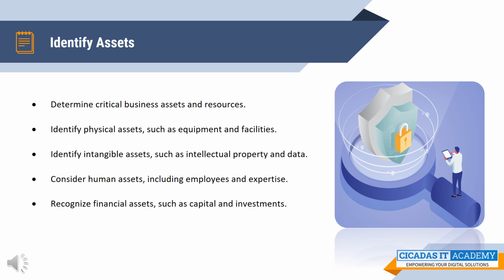To effectively manage risks, organizations need to determine their critical business assets and resources. These assets can include physical assets such as equipment and facilities, as well as intangible assets like intellectual property and data. Human assets, such as employees and expertise, are also important considerations. Additionally, financial assets, including capital and investments, play a role in risk management. Identifying and recognizing these assets is vital for understanding potential vulnerabilities and designing appropriate risk mitigation strategies.